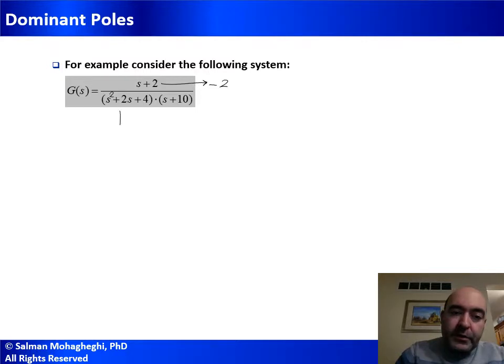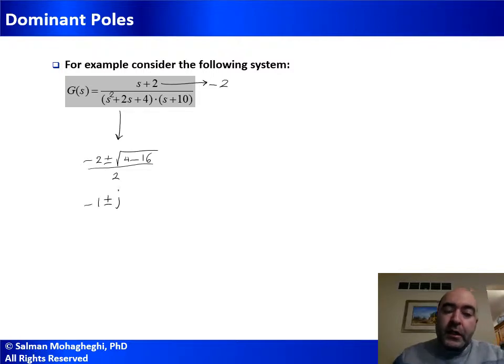So this term is going to give me 2 poles at -2 plus minus the square root of 4 minus 4 times 4, 16, divided by 2, which is going to be -1 plus minus j, square root of 4 minus 16. That's j square root of 12, which is 2 times square root of 3. The 2's cancel out, and I will have square root of 3. And then I have another pole here associated with this term at minus 10.